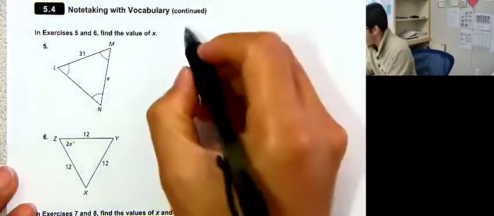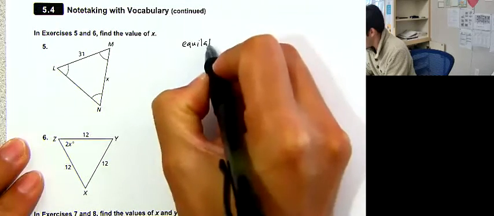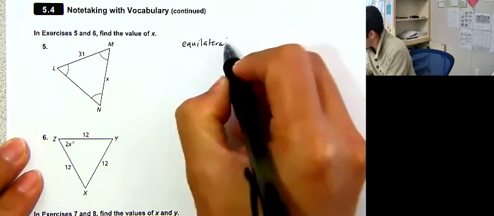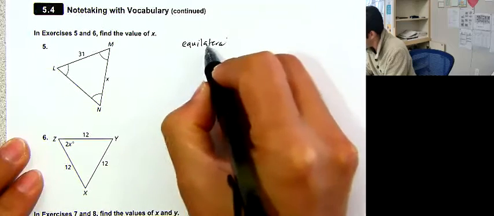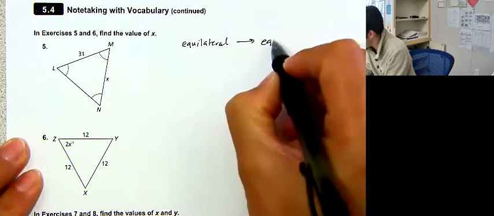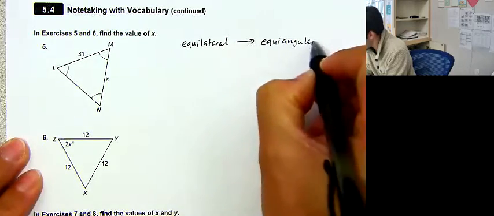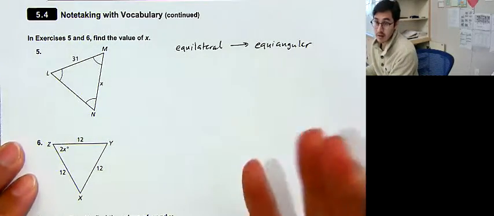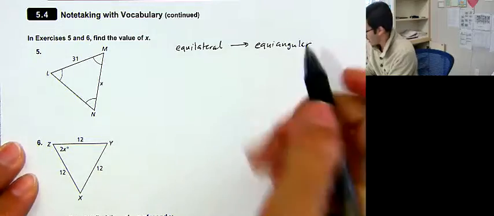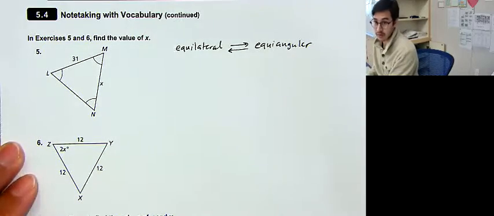two problems is that if a triangle is equilateral, then it is also equiangular. And it also works in reverse. If a triangle is equiangular, then it is also equilateral.